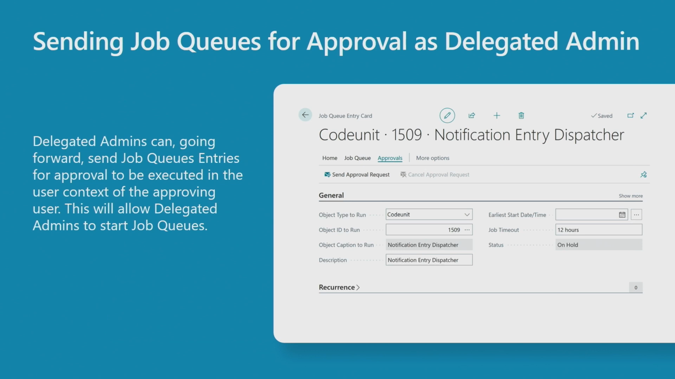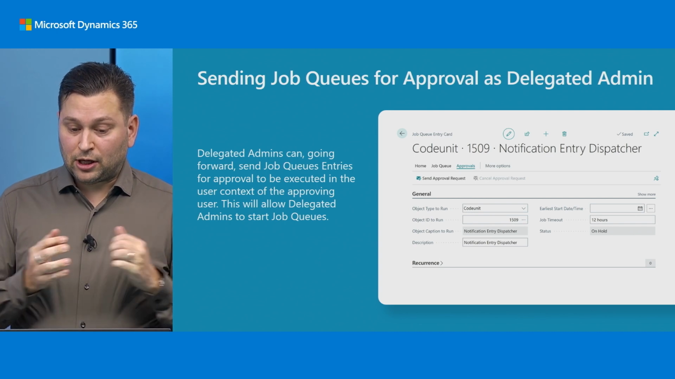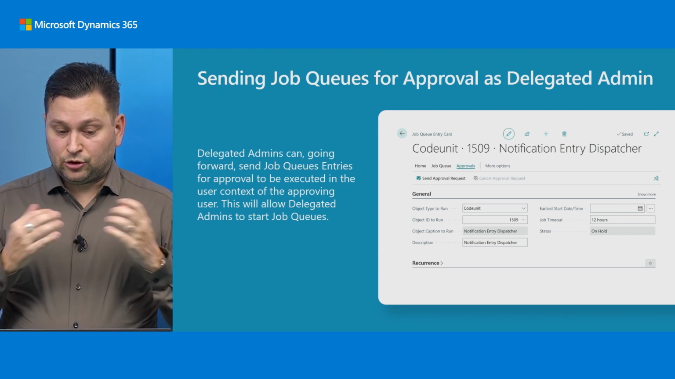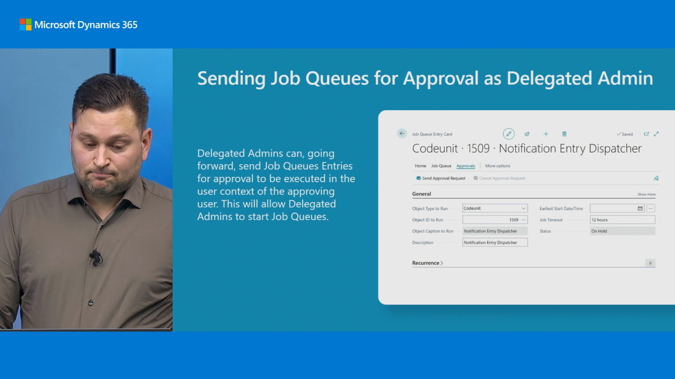On the job queue entry card, you will now see a little action, approvals, and then send approval request. And this is simply the only thing that the delegated admin needs to invoke. And then an approval request will be sent to a user who will then, when that user approves, allow the job queue entries to get started in the context of that user. So this should unblock a lot of delegated admins out there who previously were not able to queue up these job queue entries. Sounds like a great step forward.